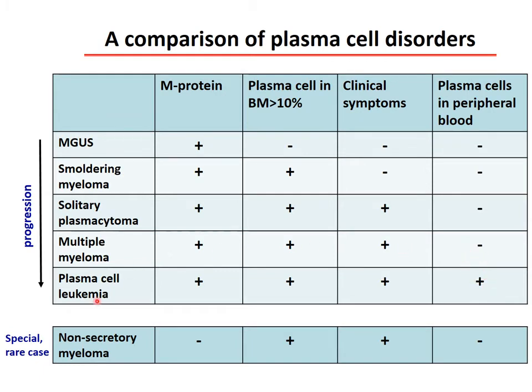There's a very special rare form called non-secretory myeloma, when we have almost no monoclonality, or a very tiny amount of M protein. However, we do have multiple plasma cell invasion in the bone marrow. This again is going to progress into plasma cell leukemia very easily, in a very high number. This is why it's listed here.